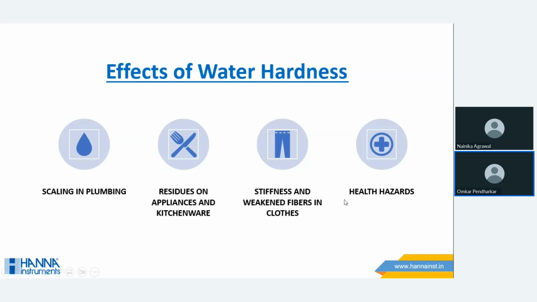The next effect of water hardness is on the clothes. Calcium and magnesium in hard water form salts which get precipitated with the soap. So hard water does not form any foam with the soaps. When we clean the clothes by using the soap, there is formation of precipitate of calcium and magnesium salts with soap. So that affects the cleaning procedure of clothes.